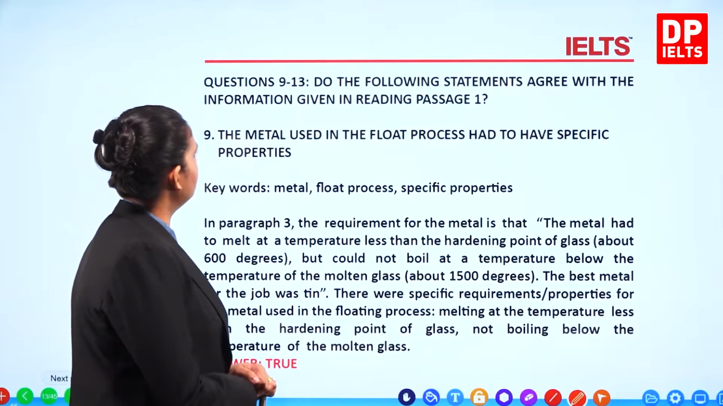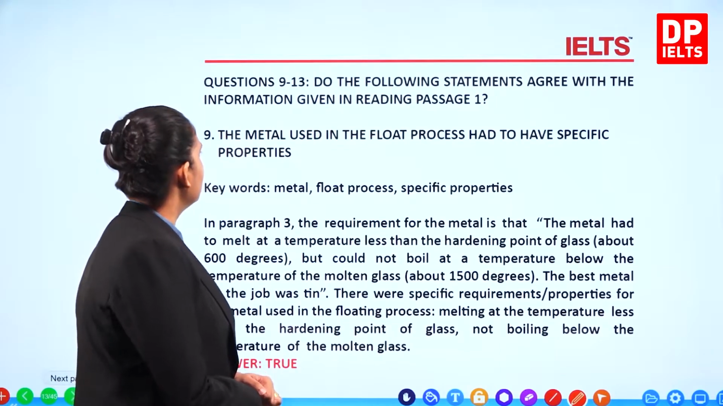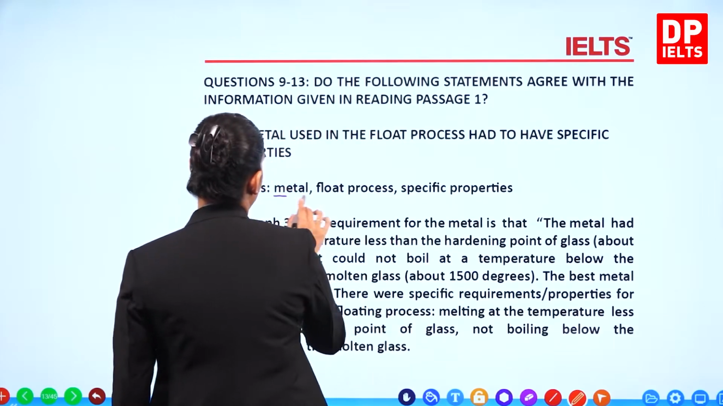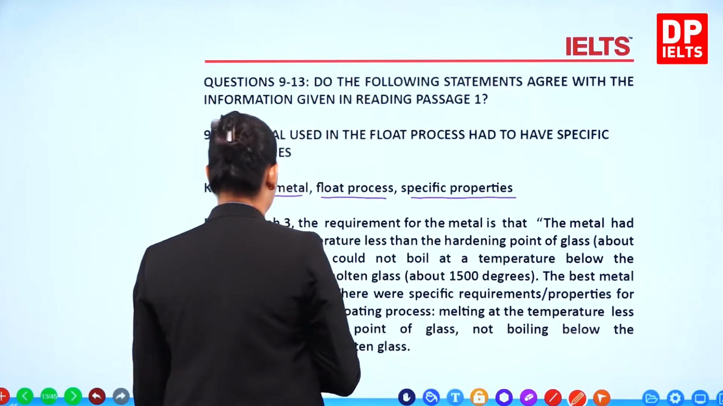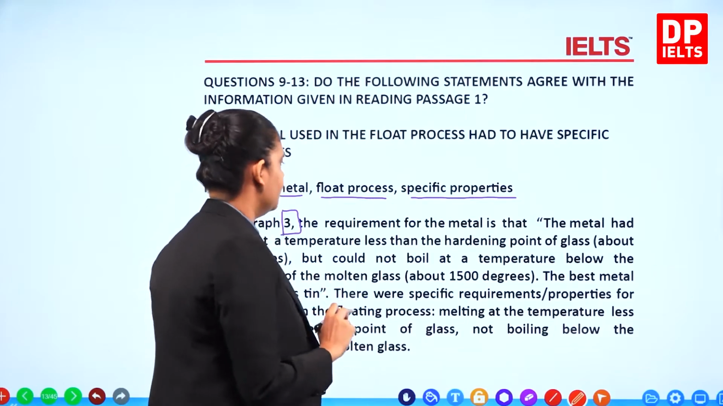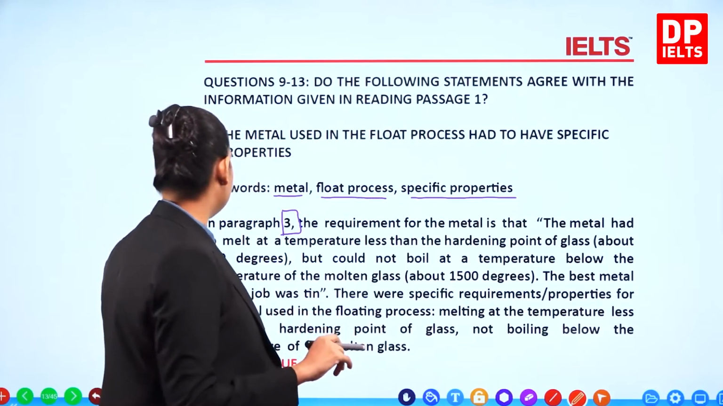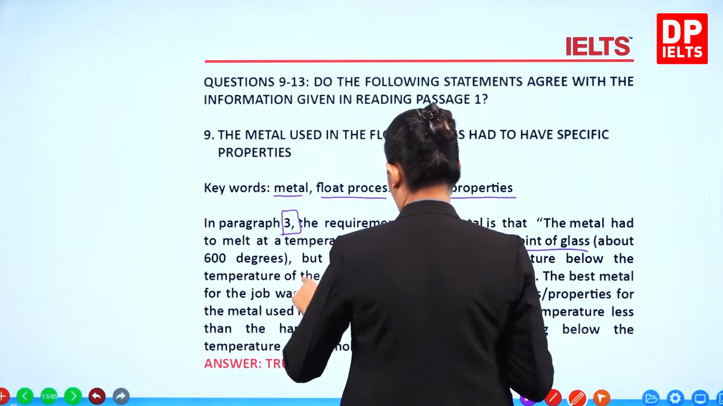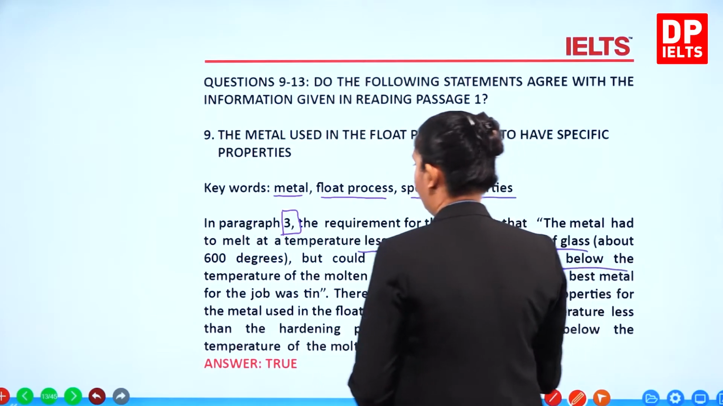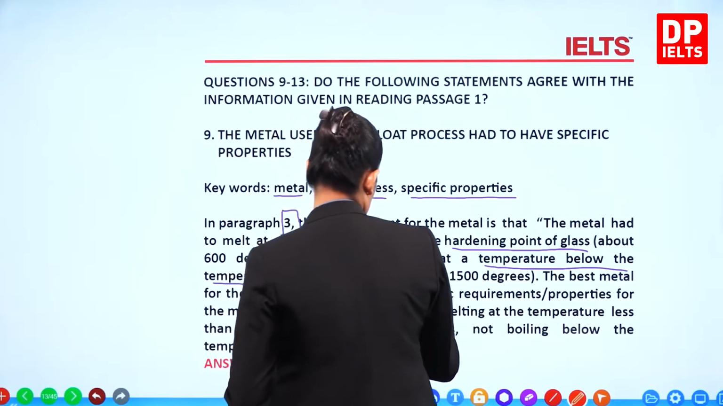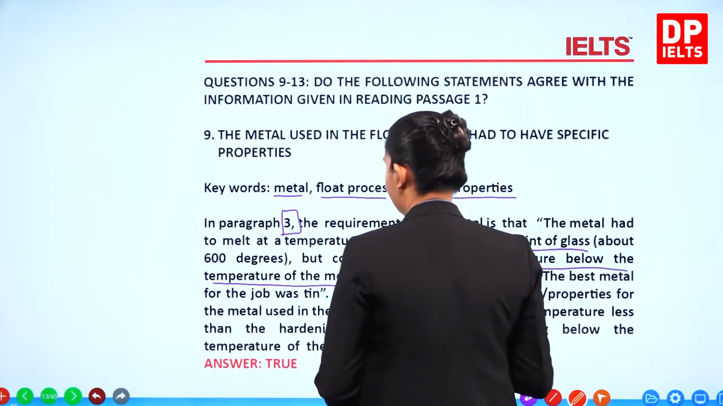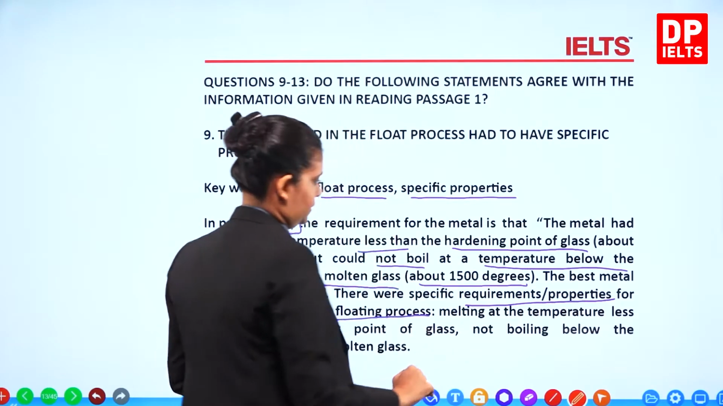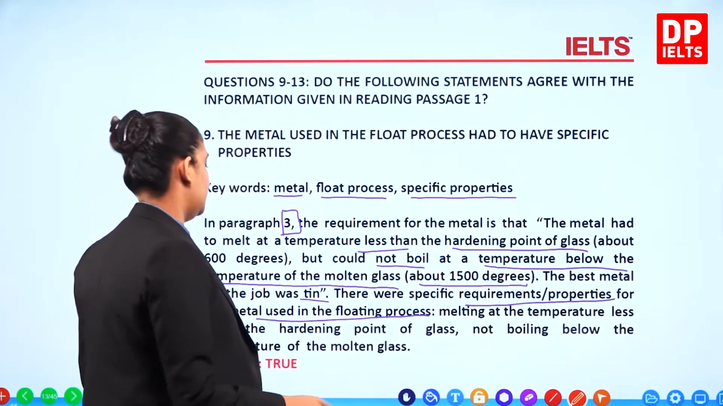Right, okay, so question number 9 to 13. Do the following statements agree with the information given in the reading passage? The metal used in the float process had to have specific properties. So: metal, float process, specific properties. Now, if you go to paragraph 3, the requirement for the metal is that the metal had to melt at a temperature less than the hardening point of glass, about 600 degrees, but could not boil at a temperature below the temperature of the molten glass, that is about 1500 degrees. The best metal for the job was tin. There were specific requirements, properties for the metal used in the floating process. You had to have certain temperatures. Therefore, I would say yes, it is true.